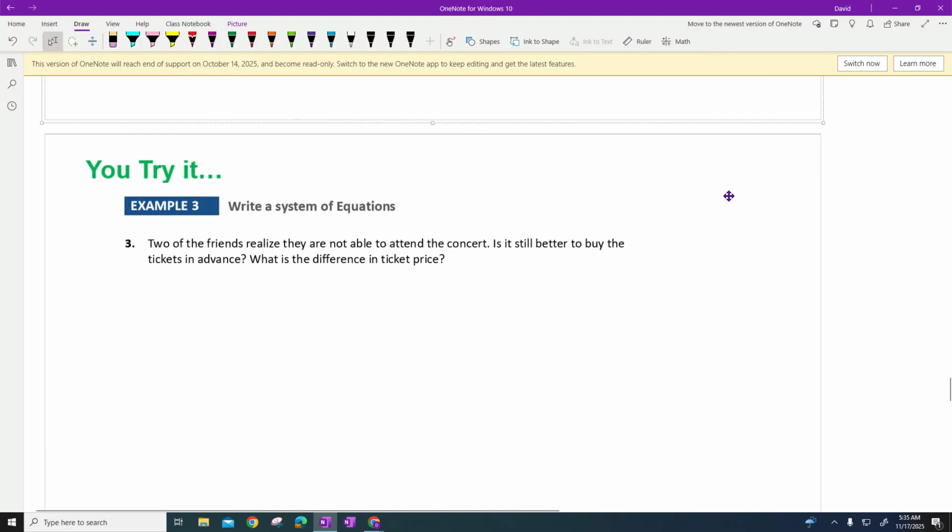All right, let's see what we got here. Two friends realize they're not able to attend the concert. Is there still a better buy of the 2 tickets in advance?